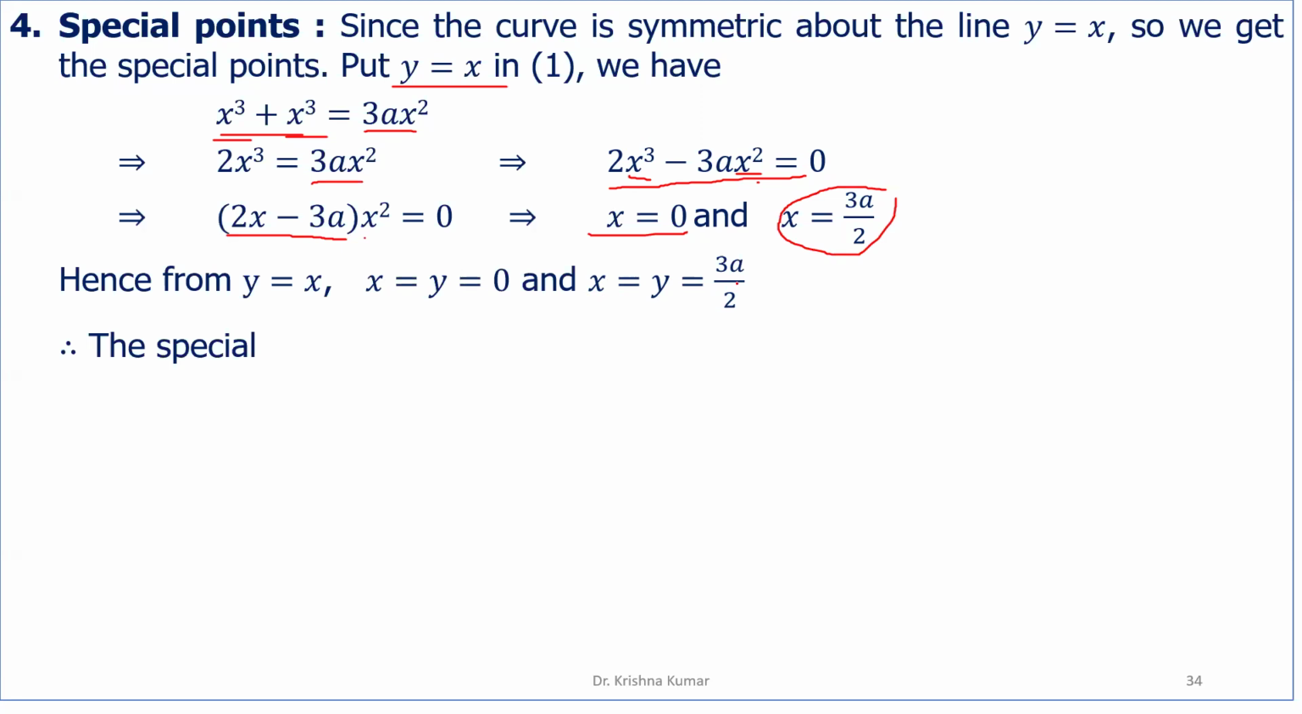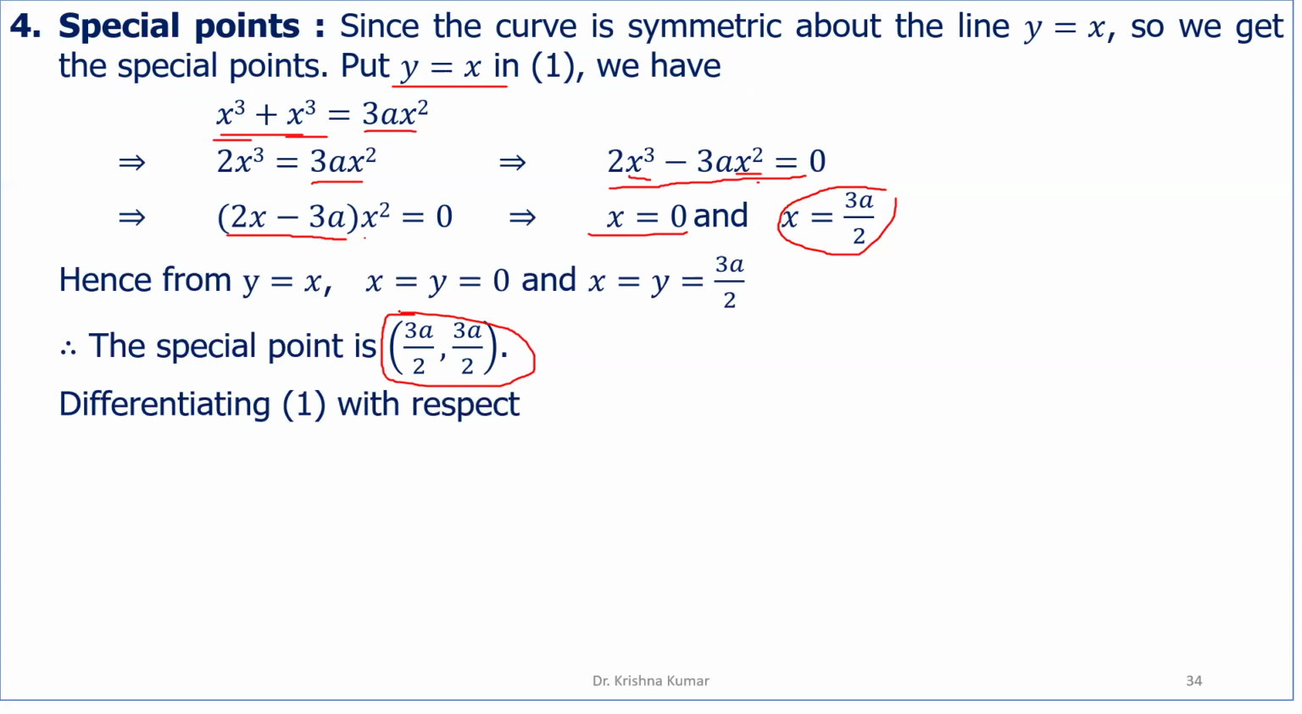One is the origin. The special point is 3a by 2 and 3a by 2, because we have already obtained the origin when we discussed the intersection with the coordinate axes. So 3a by 2, 3a by 2 is the special point. Now since we are getting the special point, let us try to find the tangent at this special point. So how to get the tangent?